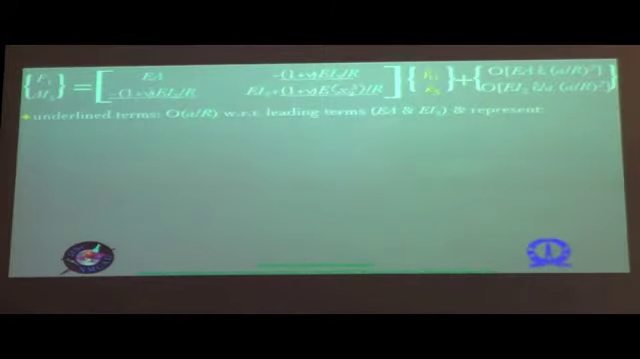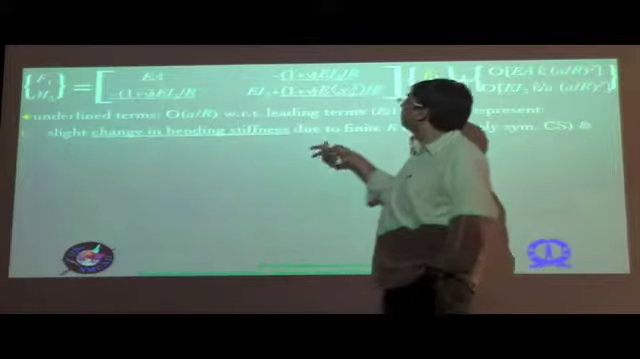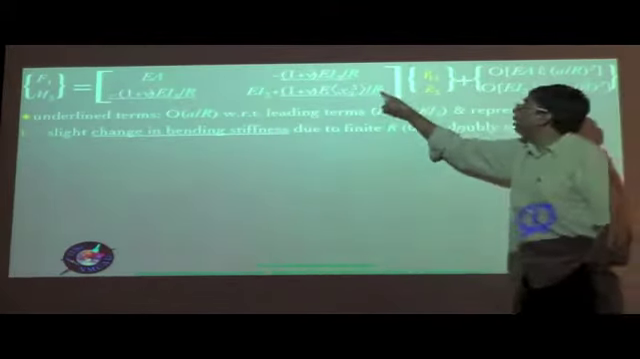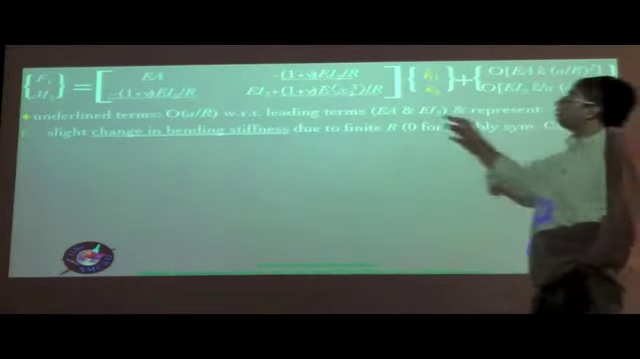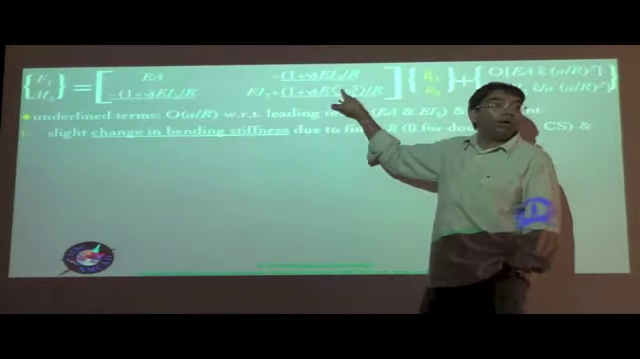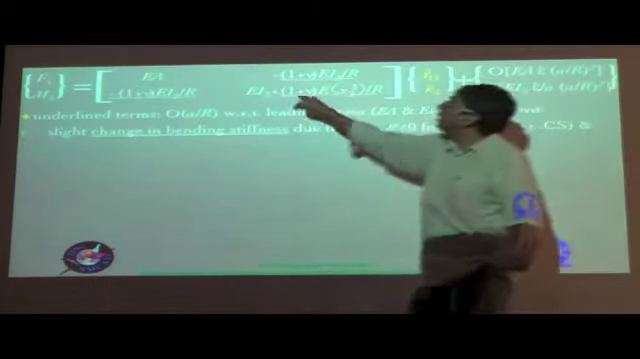And what do they physically represent? A slight change in bending stiffness. That's what this term represents, due to the finite R that you have over here. And of course, even if you had initial curvature, if it were a doubly symmetric cross section, this term would go to 0, and therefore you would see that even with initial curvature, there would be no change in the bending stiffness.